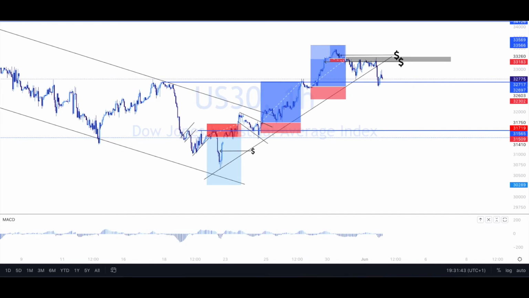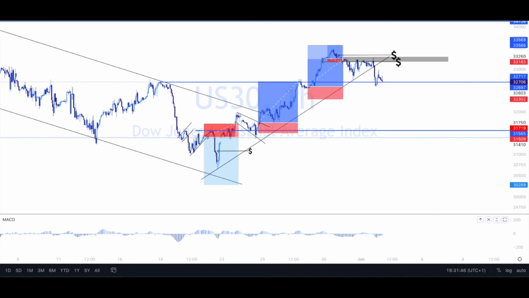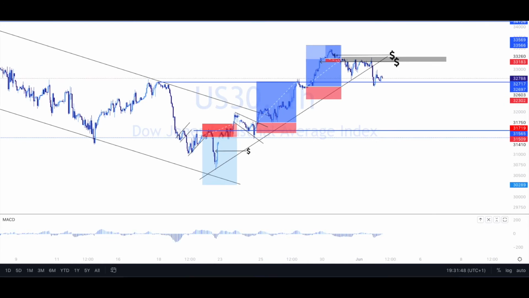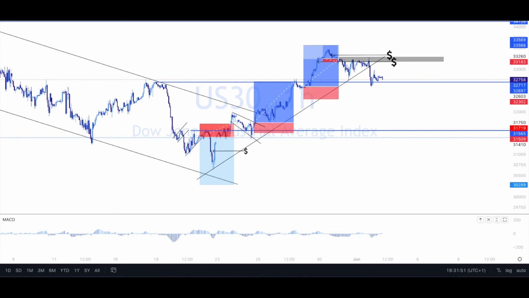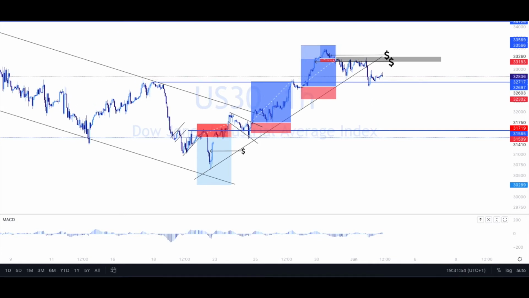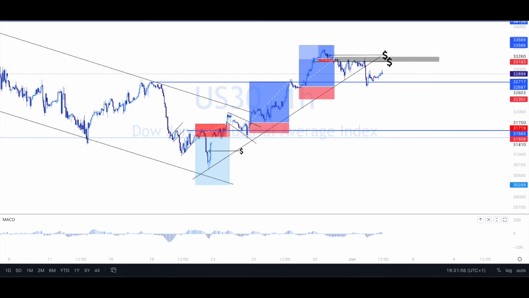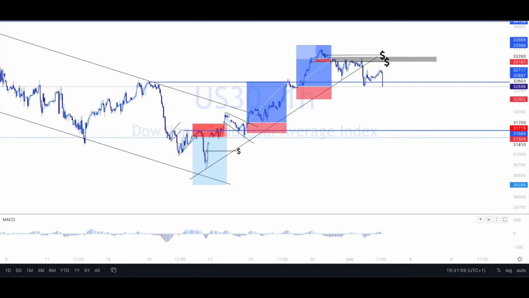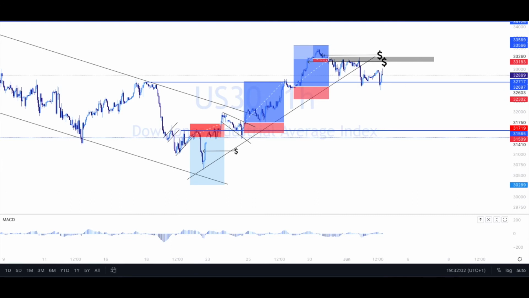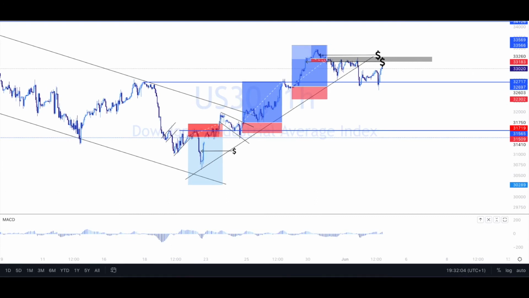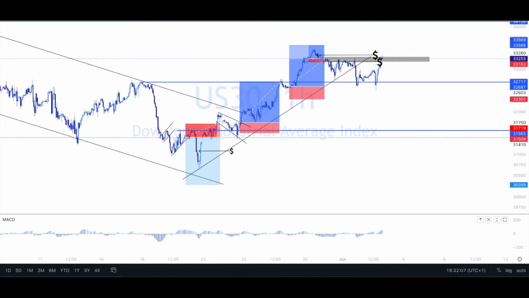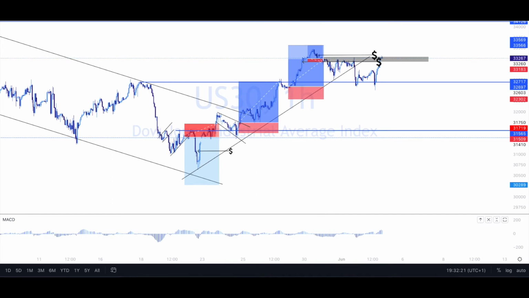Okay, so it's pulled out from that level. Is this it? Okay, so you see now it's back into the zone again. It's now back into the zone. So if it starts pushing back down again, I'm jumping in. I'm jumping straight in.